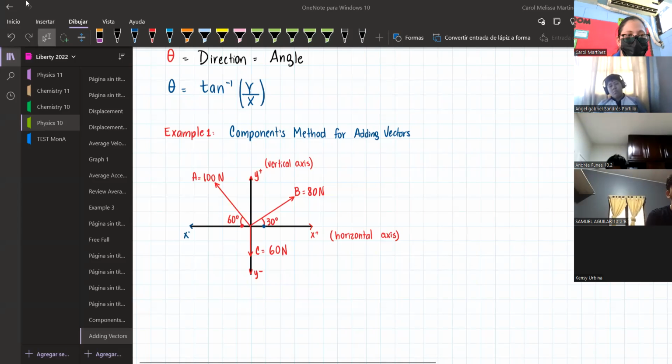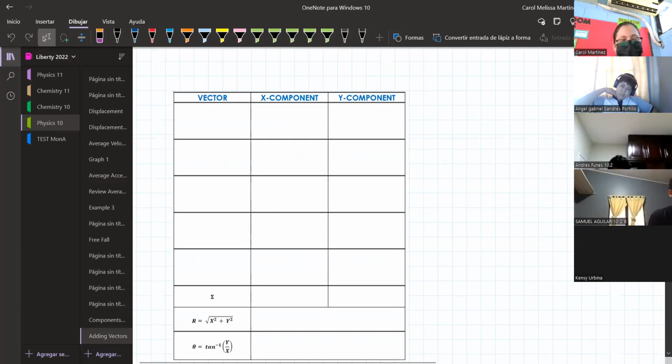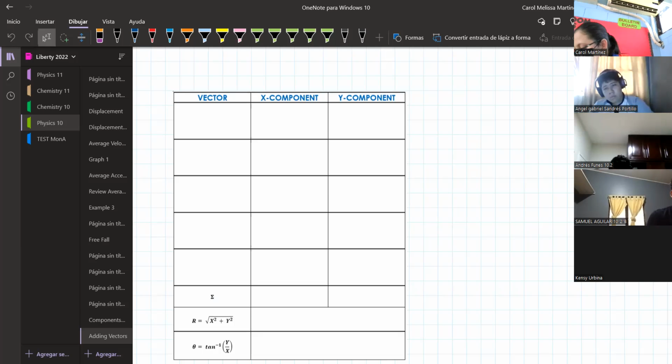Very good, there are three, okay? So there are three vectors, A, B, and C. So the first thing that we need to do is build a table. And that table is going to contain three columns. The first is vector, the second one is the x component, and the third one is the y component.